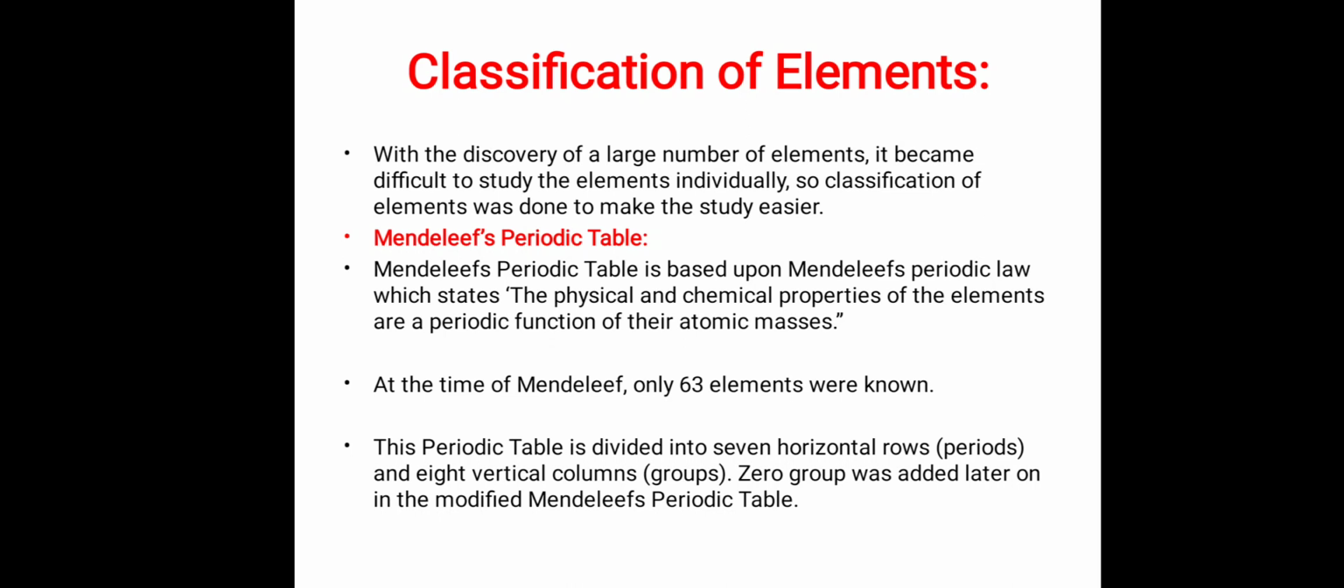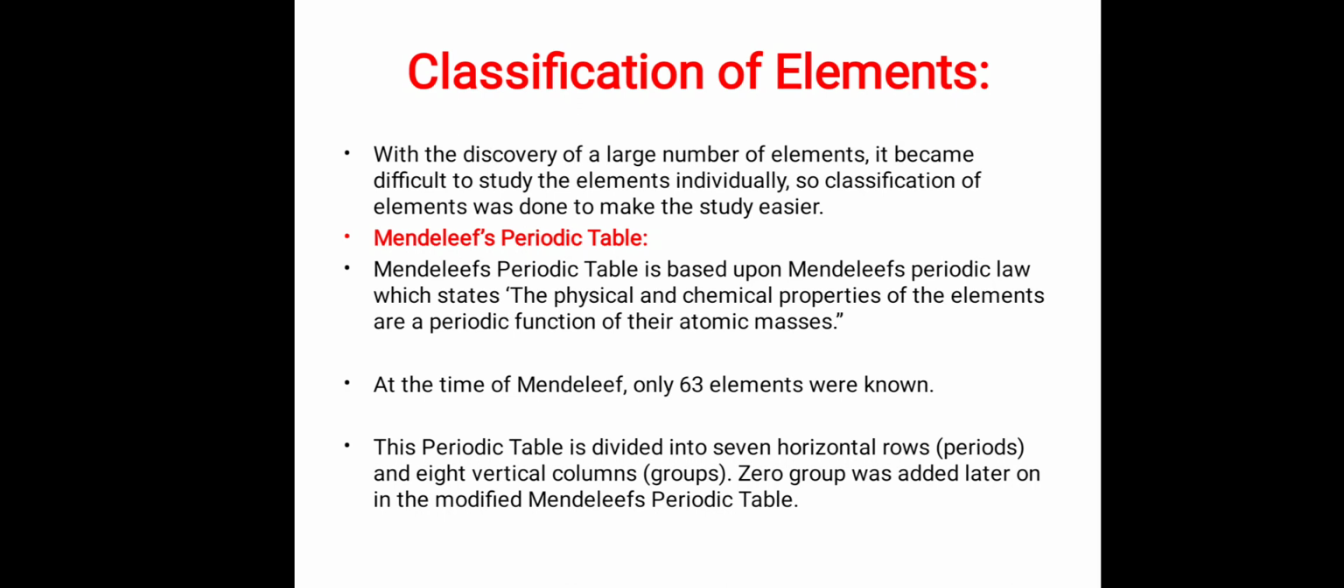With the discovery of a large number of elements, it became difficult to study the elements individually. So classification of elements was done to make the study easier. Mendeleev's periodic table is based upon Mendeleev's periodic law, which states the physical and chemical properties of the elements are a periodic function of their atomic masses.